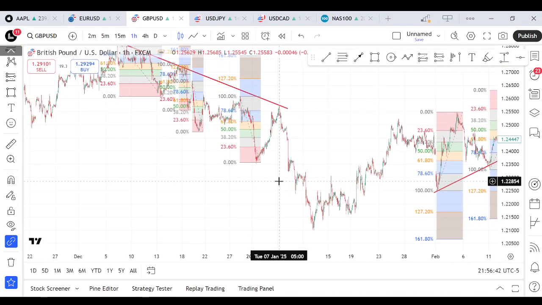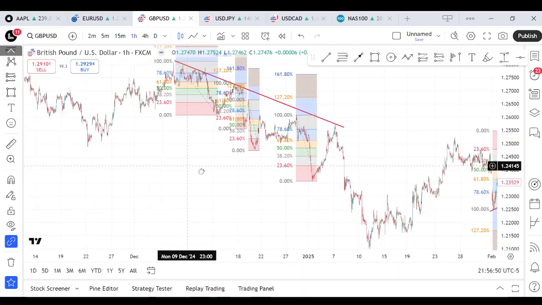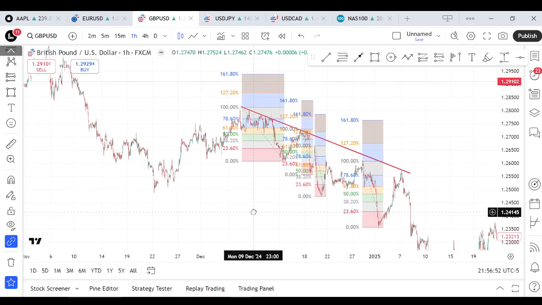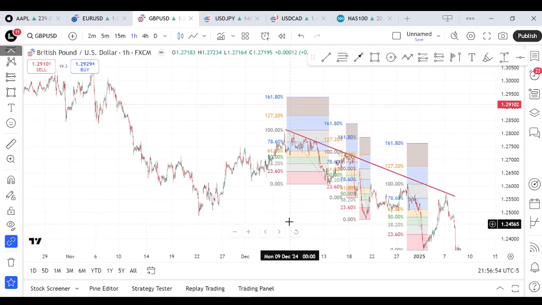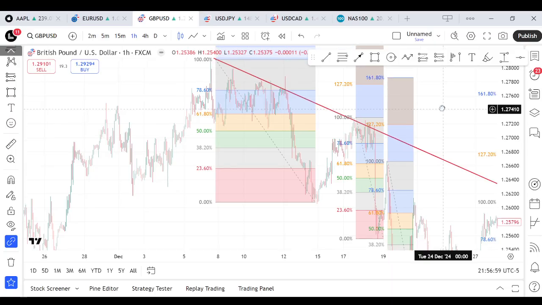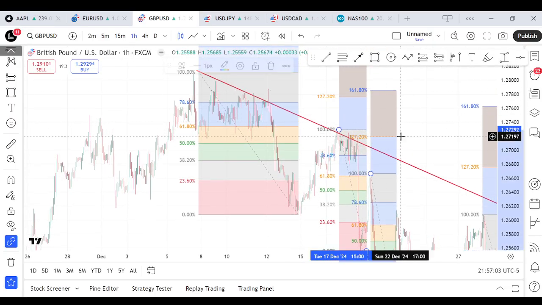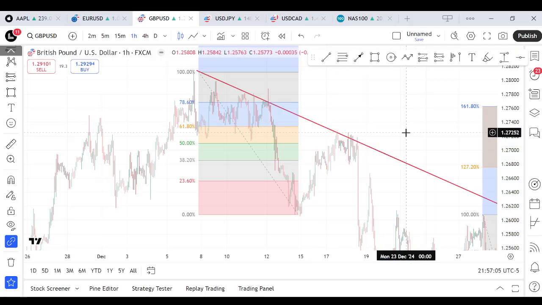So once you've plotted your Fibonacci levels, watch how price behaves when it approaches these zones. Look for price action signals such as candlestick patterns to confirm your trade setup. For example, let's look at this one, and for this example, price is expected to come back. I'm just going to delete these two Fibonacci, I'll put them later.